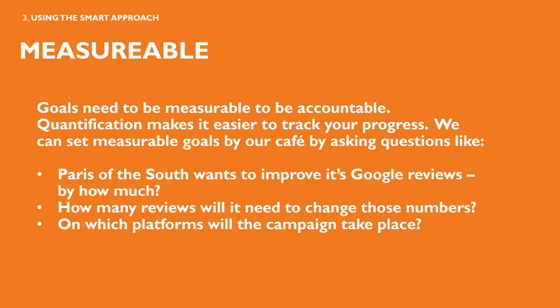So let's say Paris of the South decides it wants to improve its Google rating from 3.5 to 4.5. So we're putting in a quantifiable amount here. It currently has 10 reviews, so it would need a minimum of 20 new 5-star reviews to lift its average. It's going to advertise on Instagram and Facebook, where they have a combined audience of 600 followers.